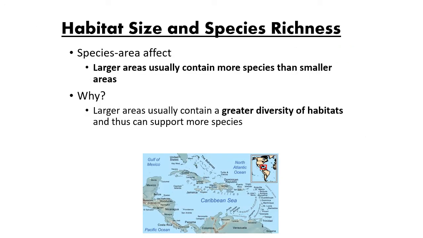So a species-area effect is that larger areas usually contain more species than smaller areas. Why? The larger areas contain a greater diversity of habitats and can support more species.